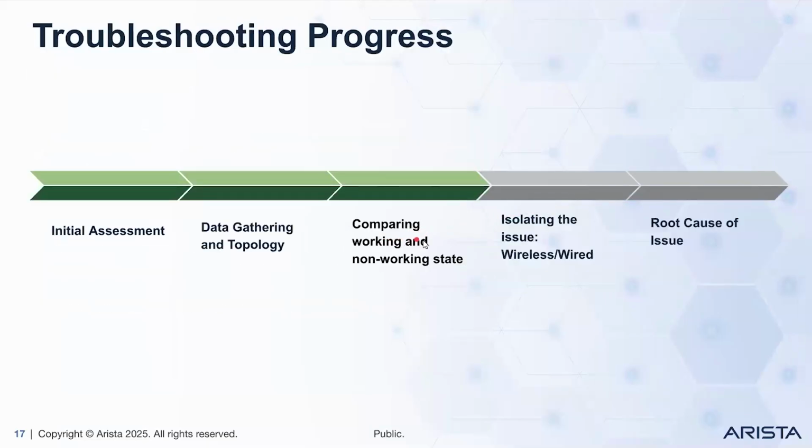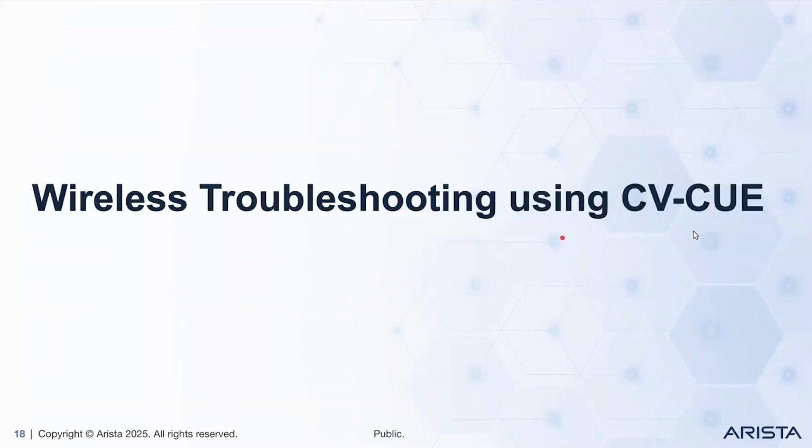Now that we have validated the difference between the working and the non-working states, the next step is to dig into the wireless and the wire troubleshooting using CVQ and CloudVision. Our goal here is to isolate exactly where in the path the latency is being introduced. So let's start with the wireless troubleshooting using CVQ.